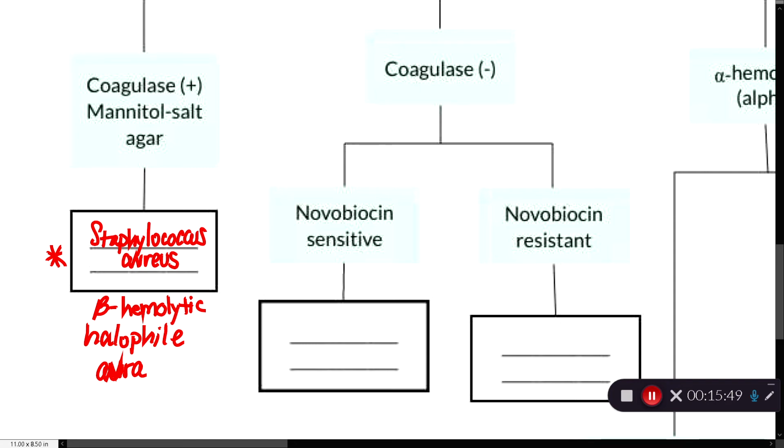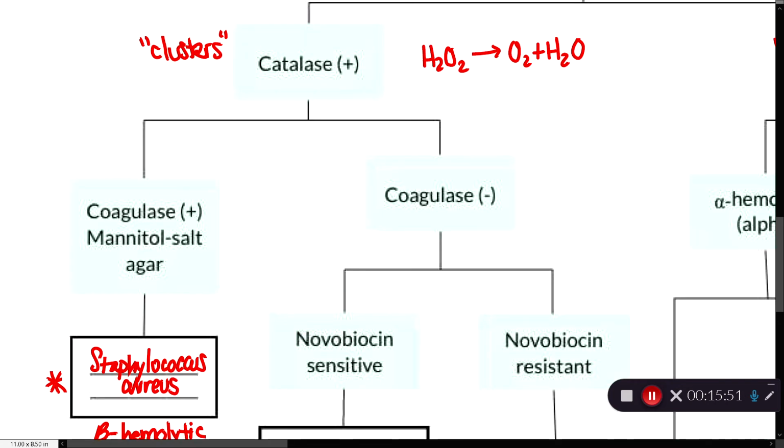Okay. So if it says coagulase positive, catalase positive, it can only be Staph aureus. Now, we group all of the other staph. There's only 3 other staph you got to know. And we group all the other staph under coagulase negative staph.